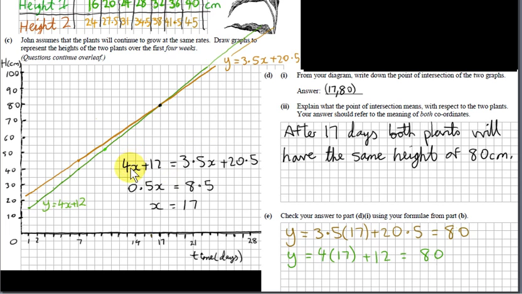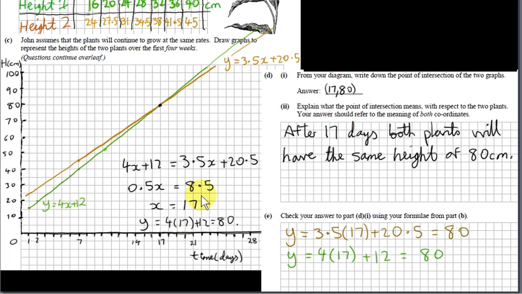If we solve this equation, we have 4x minus 3.5x is 0.5x. On the right hand side, we have 20.5 minus 12 is 8.5. You can divide 8.5 by 0.5 to get 17, or if you like, you could multiply both sides by 2. 2 times 0.5 is 1, 2 times 8.5 is 17. Knowing what x is, we just sub this value back into one of these equations and we can get y. So if we sub it into, say, this equation here, we get y equals 4 times 17 plus 12, which equals 80.